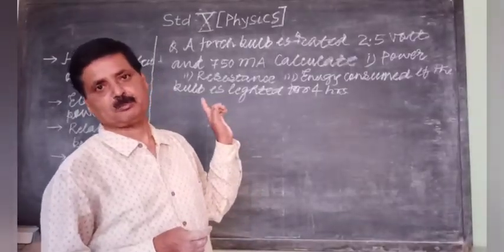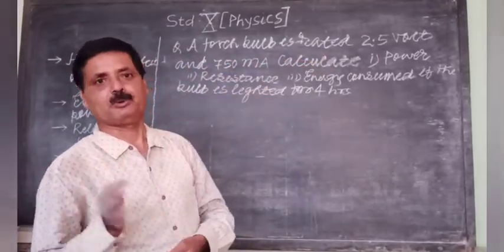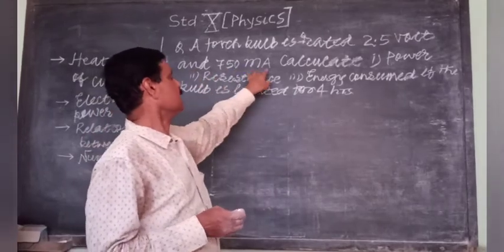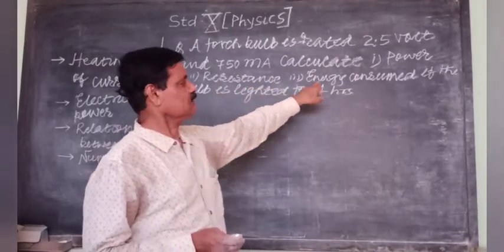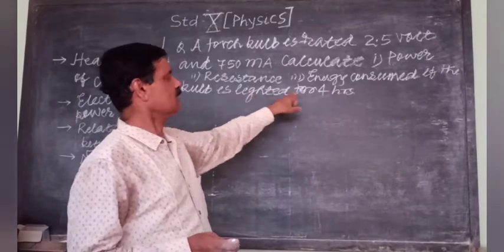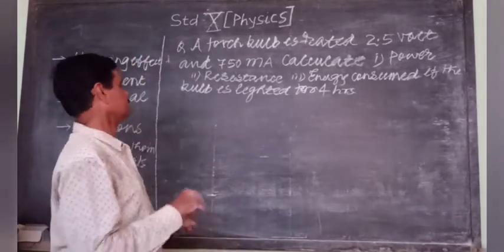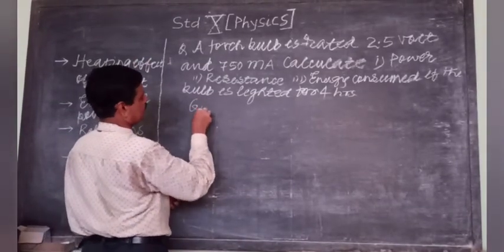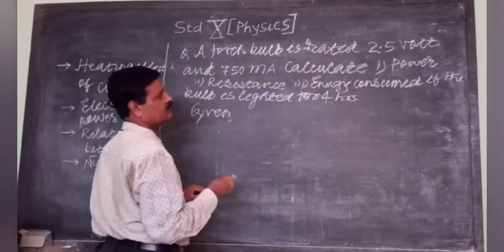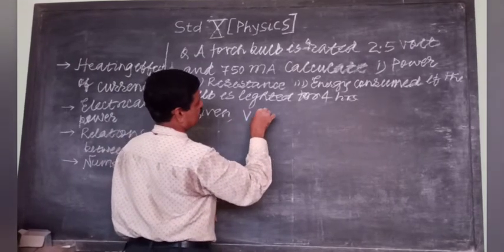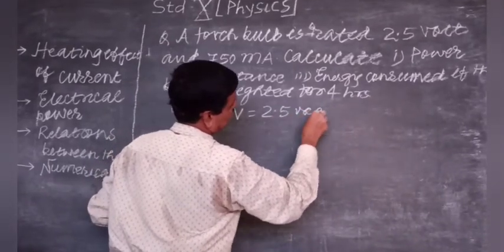Look at this numerical problem. A torch bulb is rated 2.5 volt and 750 milliampere. Calculate power, resistance, and third is energy consumed if the bulb is lighted for 4 hours. We have to calculate 3 items. First, what is given? Are you watching? First term, torch bulb is rated 2.5 volt. We will write V is equal to 2.5 volt.